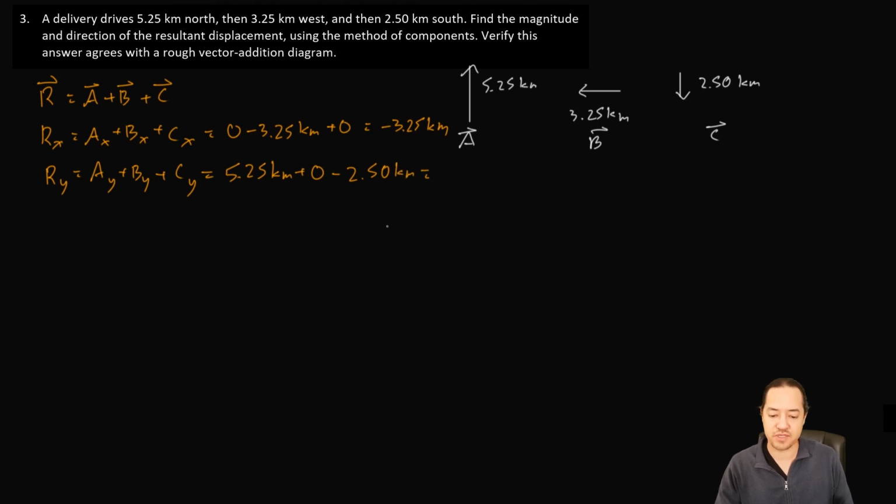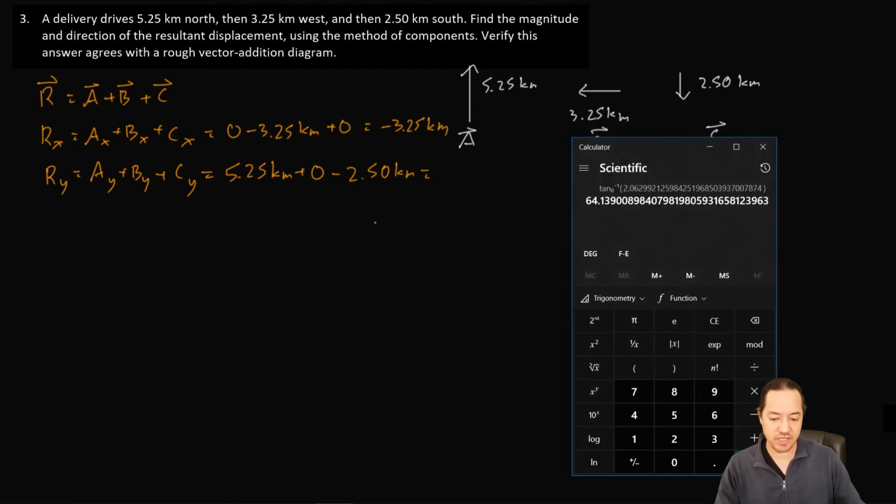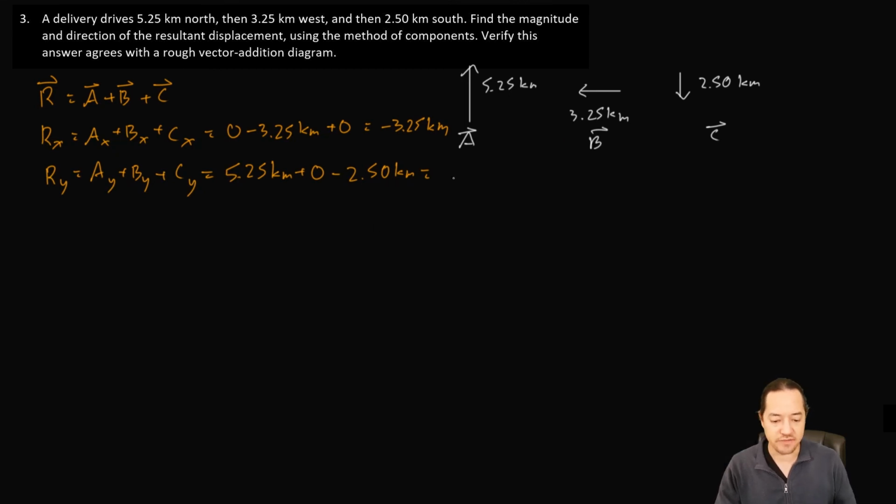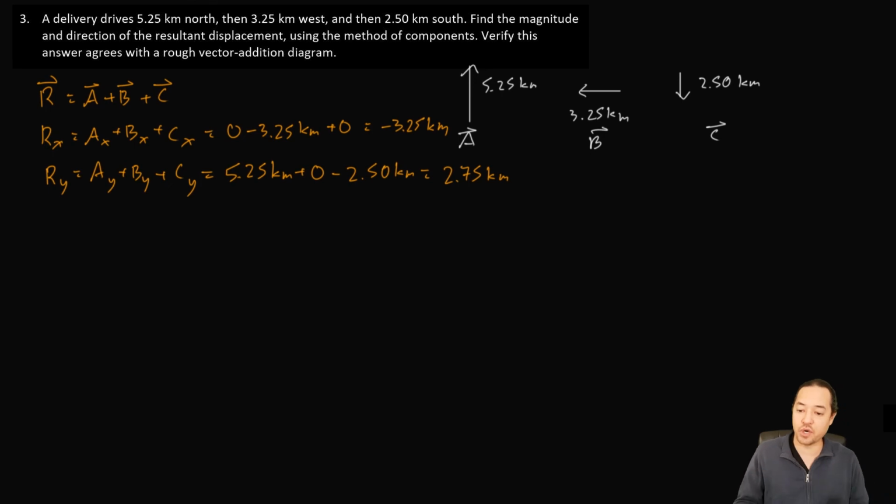And so now we can subtract these, and it's just going to be 5.25 minus 2.5, and that's going to be 2.75 kilometers. Okay, so we've got our x and y components.